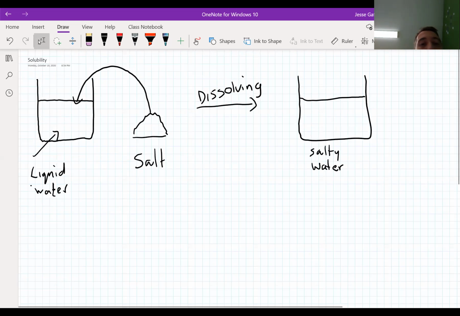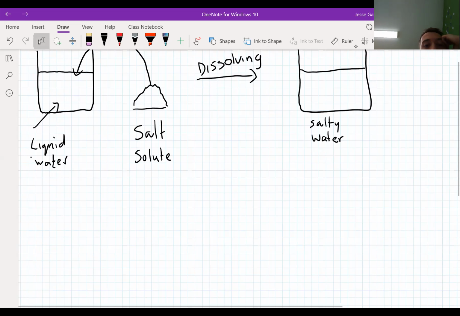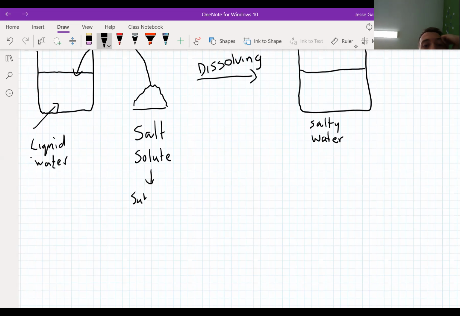There were some other words that we learned. One of those words was solute, S-O-L-U-T-E, solute. I want you to tell me now, out loud, which one of these substances, either the liquid water, the salt, or the salty water, is the solute? Say it now. If you said salt, then you are correct. Well done. We call this a solute. Why is it the solute? Well, this is the substance that dissolves. The substance that dissolves we call the solute.